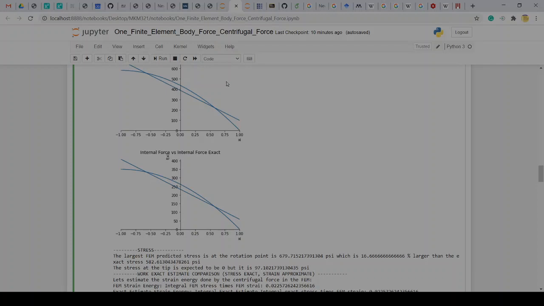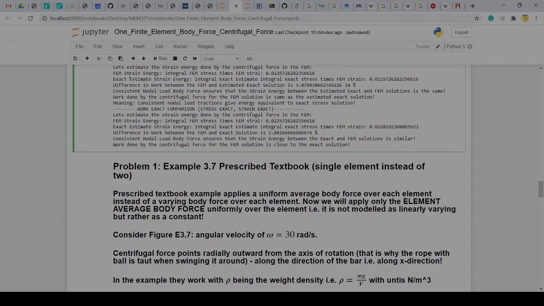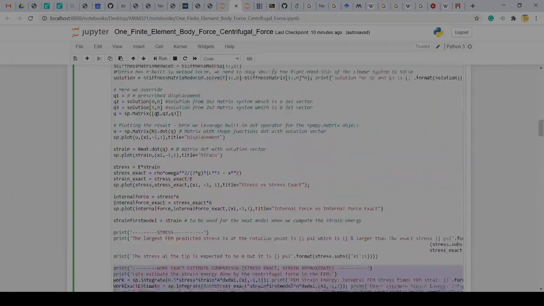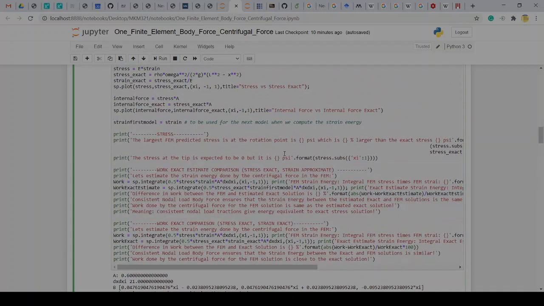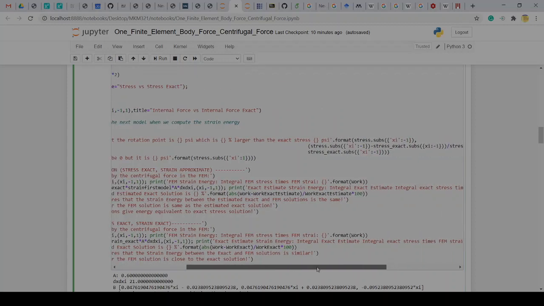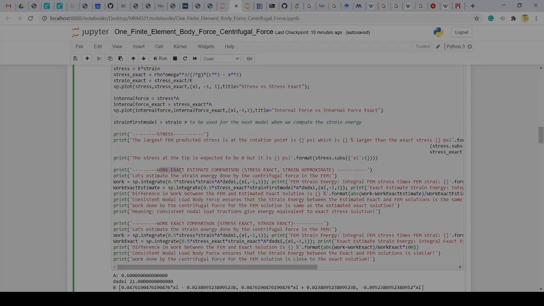So let's check when it comes to the work. I'm going to do a couple of versions of estimating the work. First, I'm going to look at the exact work estimate, so the exact stress and the approximate strain. I use the exact stress but the approximate strain, and see what that tells me about the work done by the body force. That's the strain energy integral I have there.